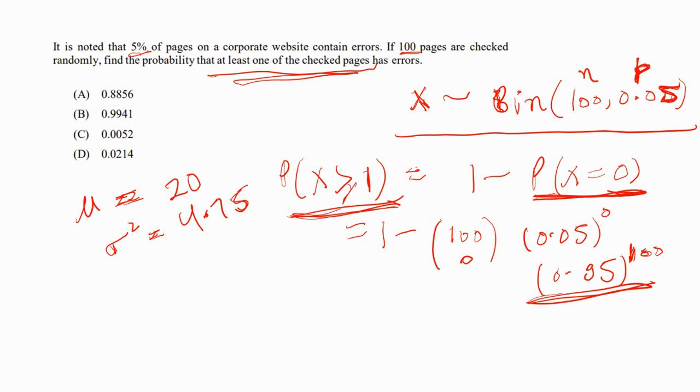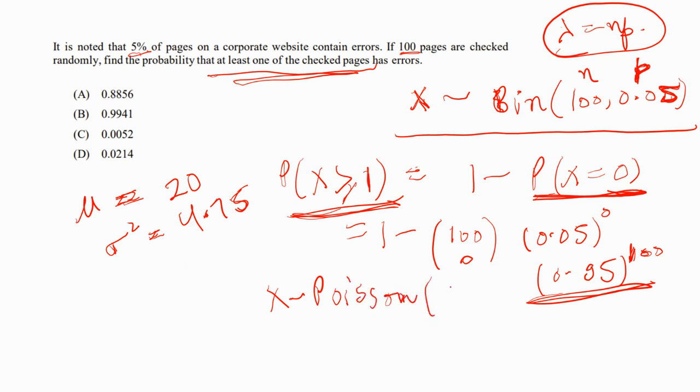The other way you can solve it is the Poisson approximation. For the Poisson approximation, which is the easiest way here, np is lambda. So X follows Poisson, okay, and lambda is just 20. Hmm, so P of X greater than or equal to 1 will be equal to 1 minus P of X equal to 0.